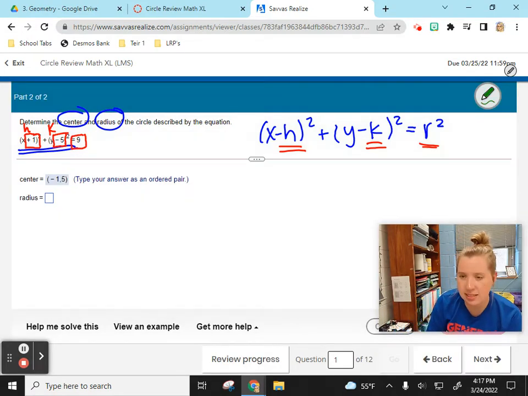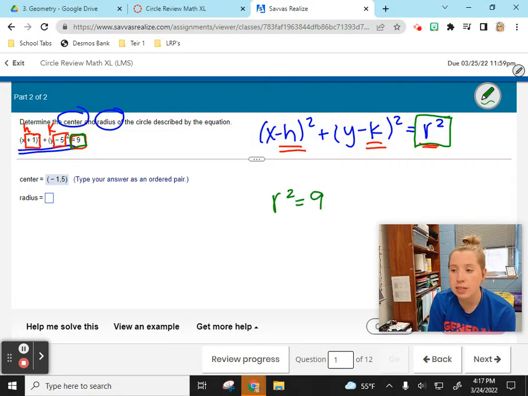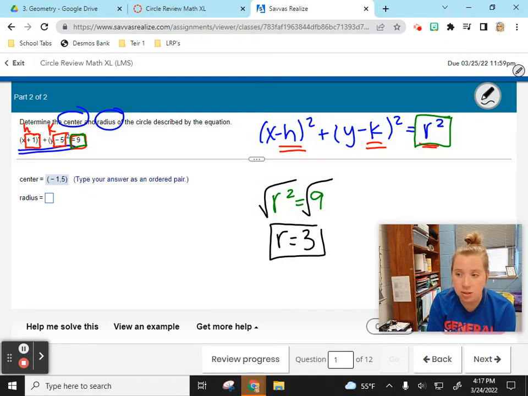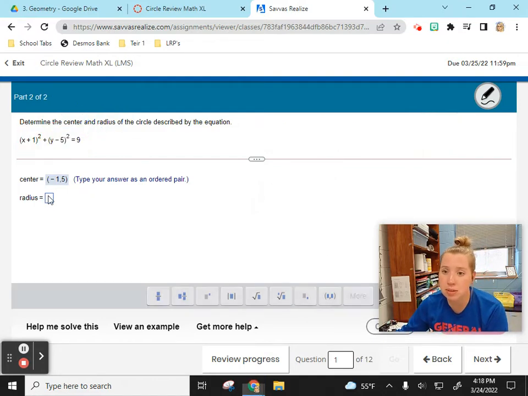Now my radius, this is the one that's a little bit weird. It's the number that's all by itself. And we got to remember that that box represents r squared. r squared equals 9. So our radius isn't just 9. We have to get r by itself, which means we have to take the square root of it. The square root of 9, though, is 3. So the radius of my problem here is 3.